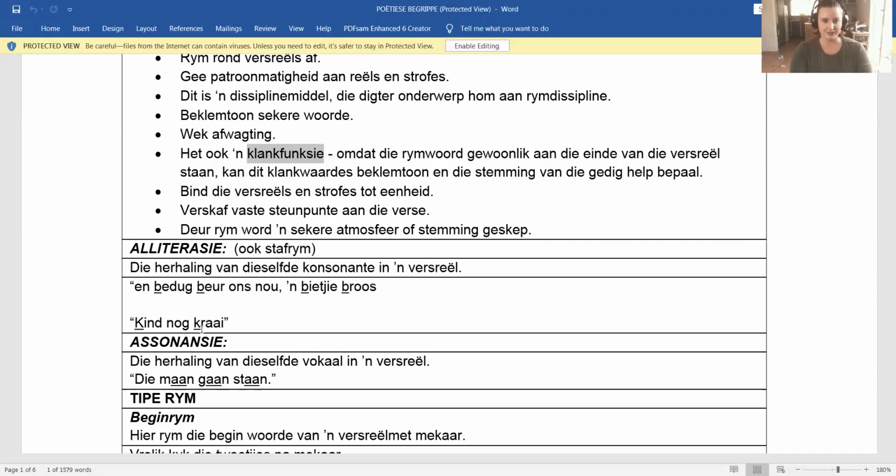Assonansie is assonance, and this is the repetition, herhaling, of the same vowel in a line. Once again, in a line, not throughout the stanza, in one line, okay? For example, die maan gaan staan. That is assonance, okay? And once again, it has a function. It gives emphasis on certain sounds in a word. It gives emphasis, and it causes or forms a type of mood for the poem, okay?